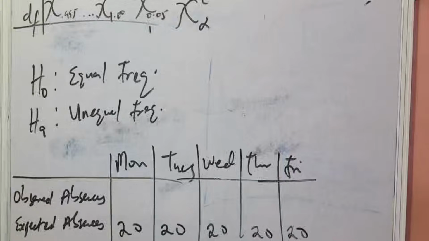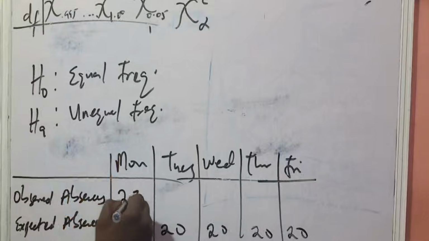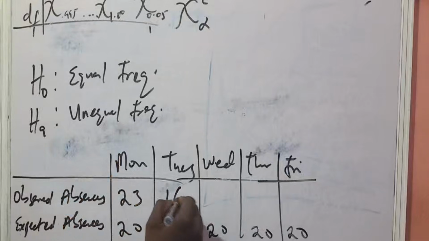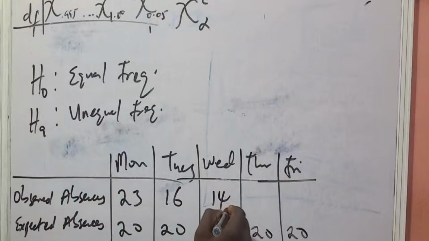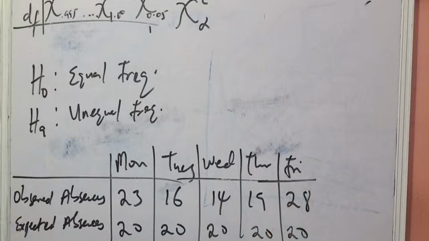Out of those 100 students, the number of absentees for every week is going to be equal based on the context of the question. But what was observed eventually was that on Monday, 23 were absent. On Tuesday, 16 were absent. Wednesday, we had 14. Thursday, we had 19. Friday, we had 28. All right.